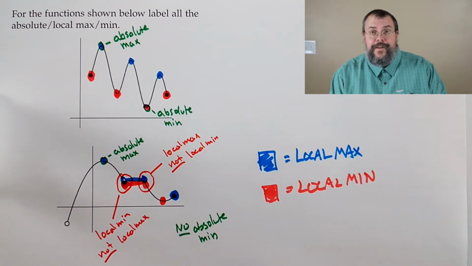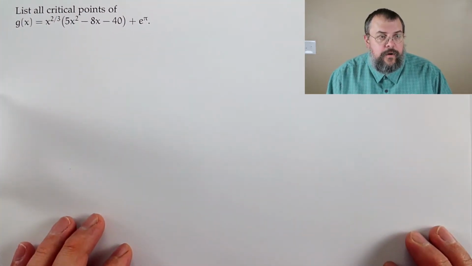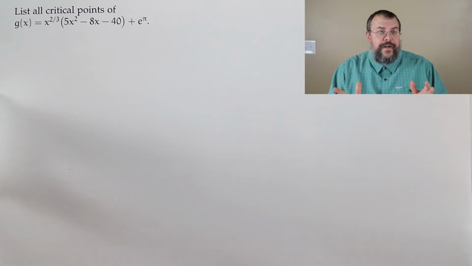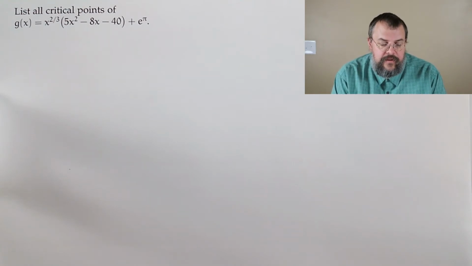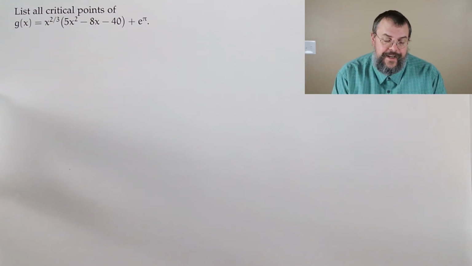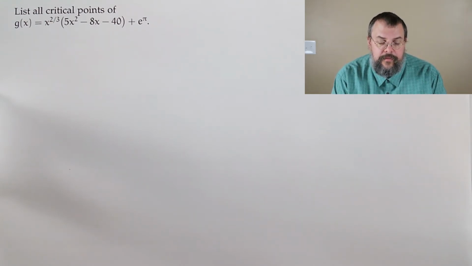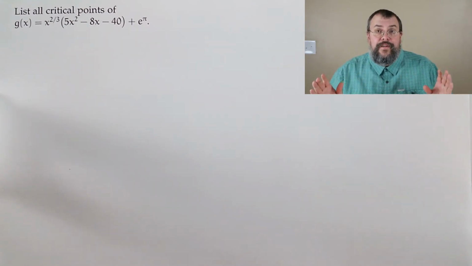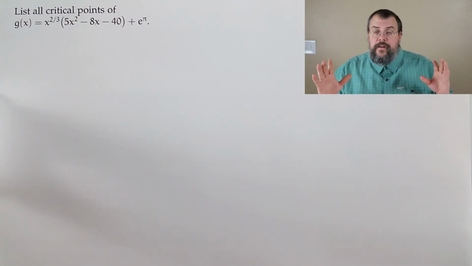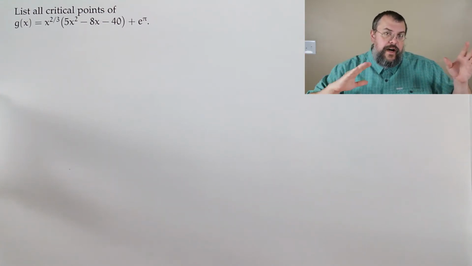All right, well, let's try another problem. For our next problem, we're going to list all the critical points of a function. So we have this function, g of x, which is x to the 2/3 times (5x squared minus 8x minus 40) plus e to the pi. All right. So, well, what do we have? Well, what don't we have? Let's start with that. Do we have any boundary points? And the answer is no. This function does not have, we're not said to go between 0 and 5 or whatever.